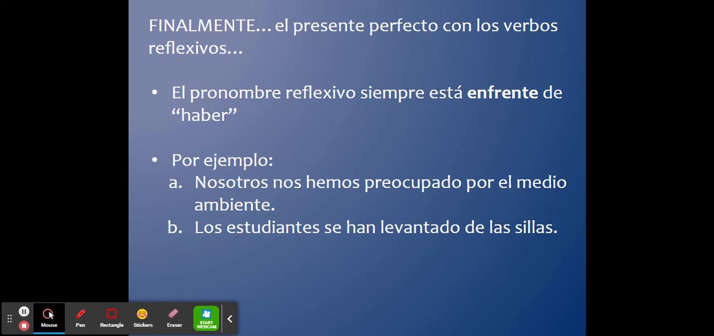A couple of quick examples here at the top of página 5. Nosotros nos hemos preocupado por el medio ambiente. We have preoccupied ourselves, or we have been worried about the environment. And los estudiantes se han levantado de las sillas. The students have gotten up from their chairs.